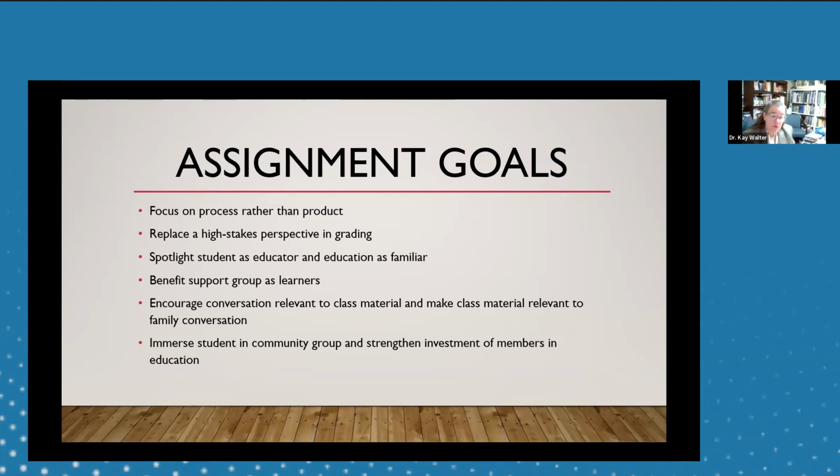It benefits their support group, of course. They learn something about John Ruskin and education and aspirations. And I think it encourages their family conversations relevant to my class material. It makes my class material relevant to their family conversations. Suddenly, every weekend when my students go home, grandma's saying, how's your English class going? And that's really important when they're trying to write their annotated bibliography and their research papers and their final exams.